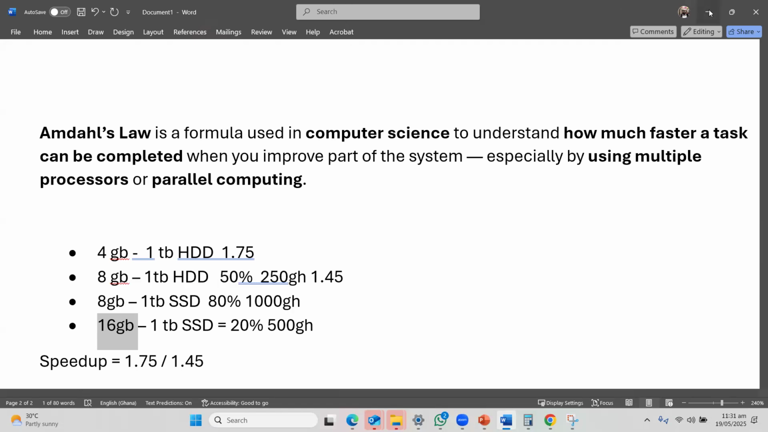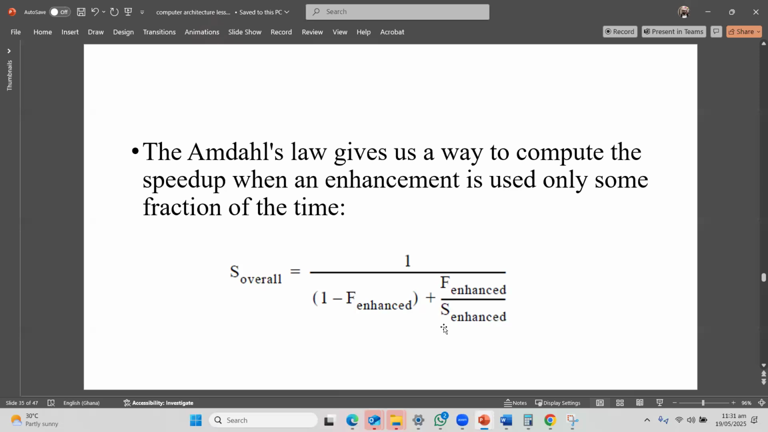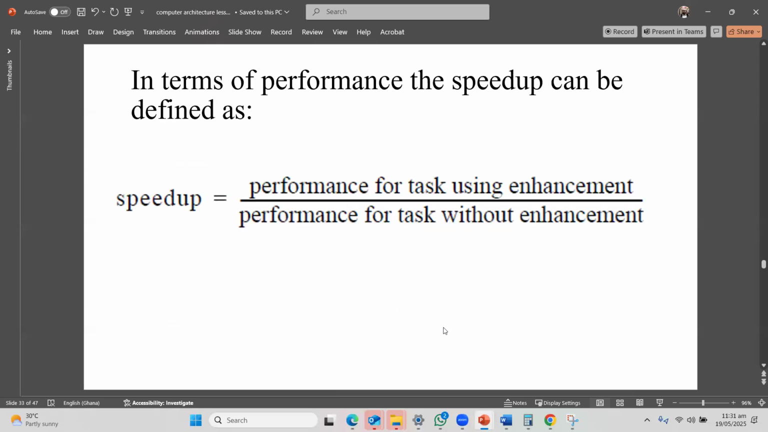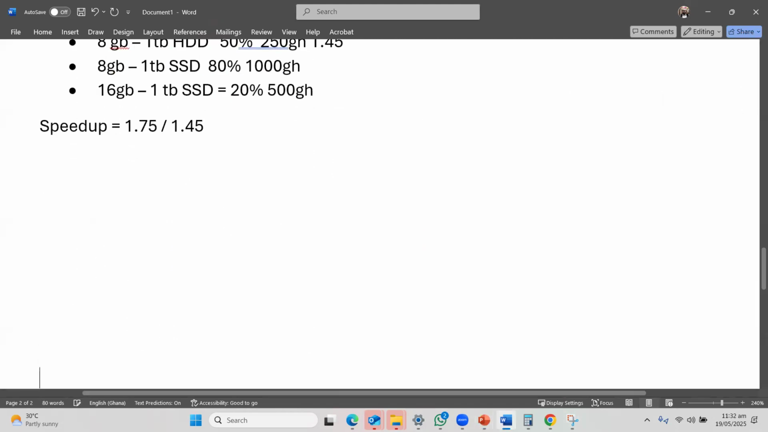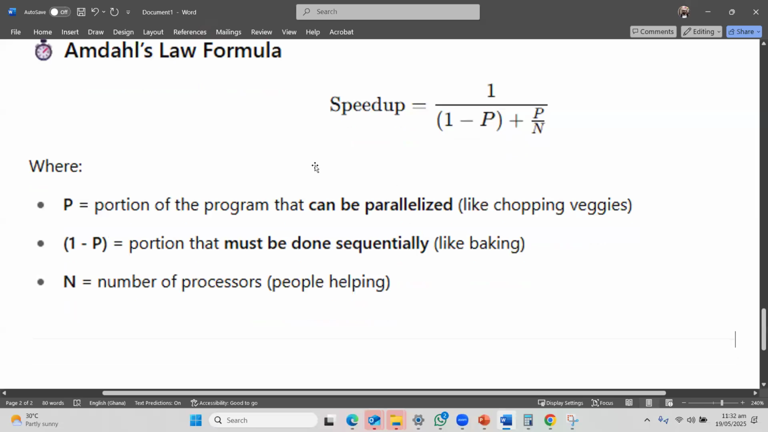So if I'm changing only one part, how do I calculate the changes that have gone on in that part? I would use the formula on the screen. The formula on the screen can be written like this. One second, please. It can be written like this. Voila.